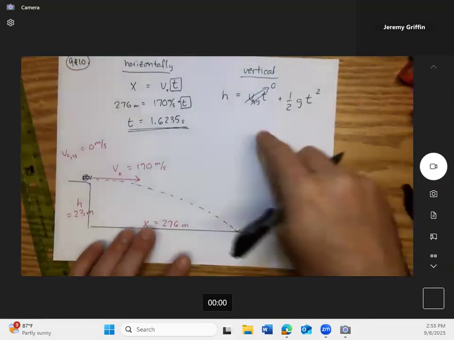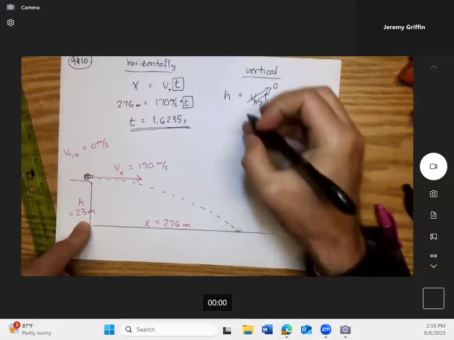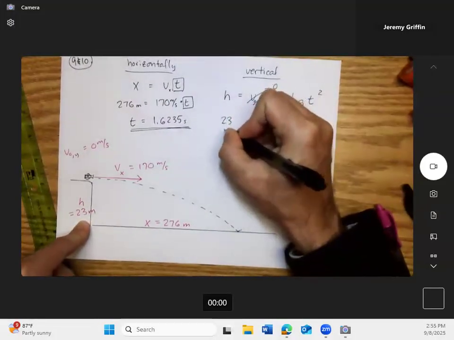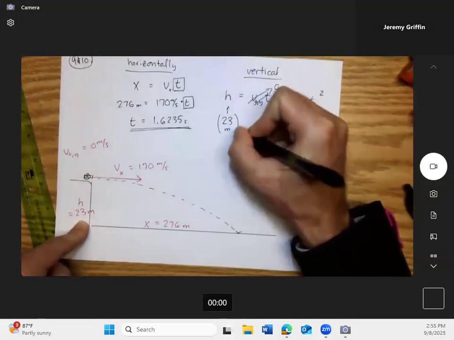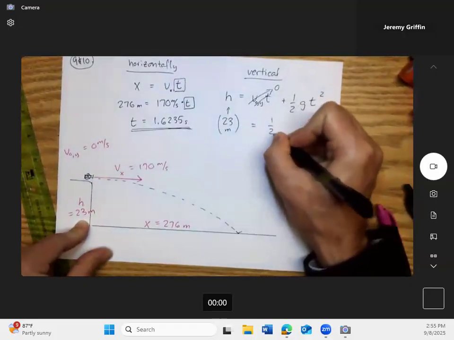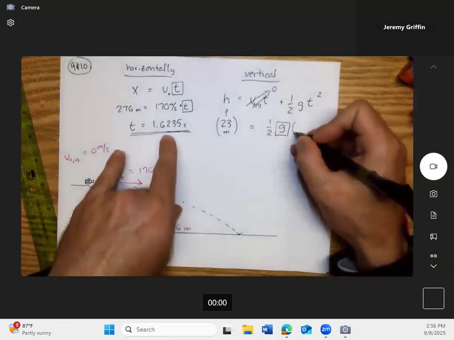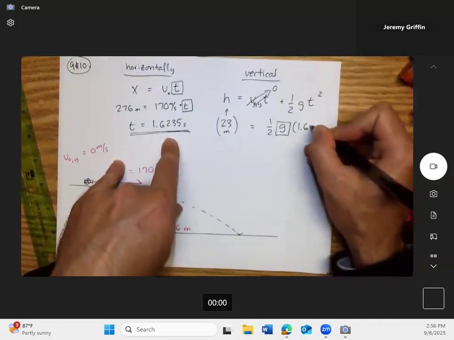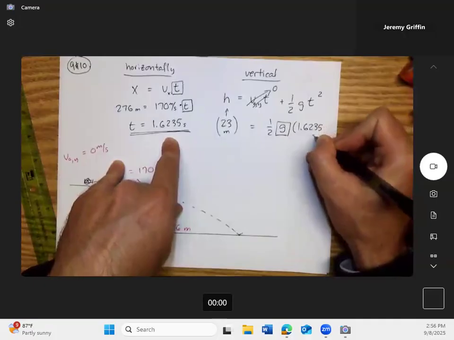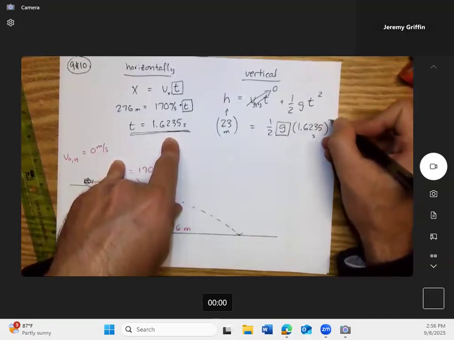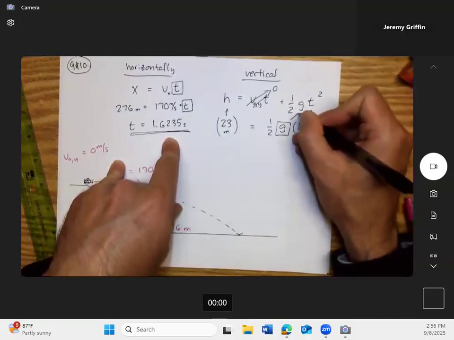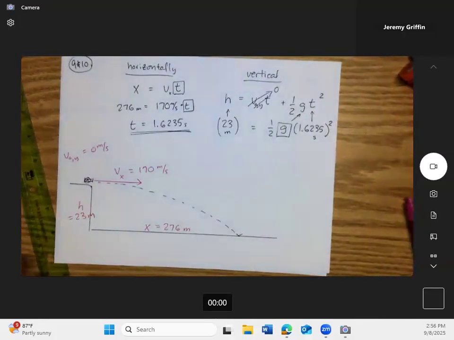All right, so let's see. I know the height. I'm gonna pop that in right here. That's the height drop. I don't know the gravity field, but that's what we're solving for. I do know the time. I'm gonna save all these extra digits just so that I'm not rounding and rounding and rounding. It's right there. You guys see how all this fits together?